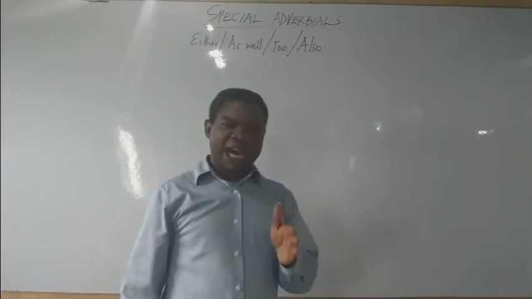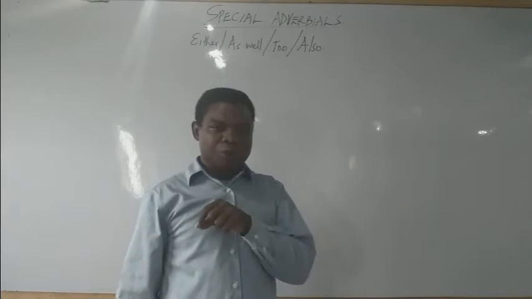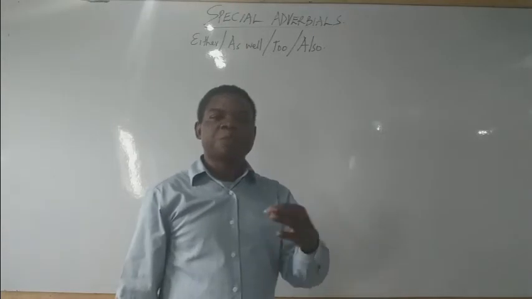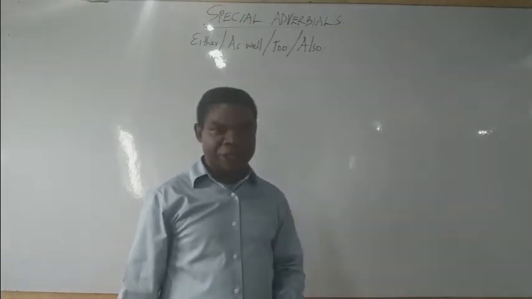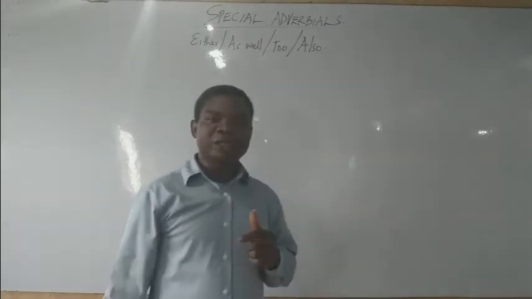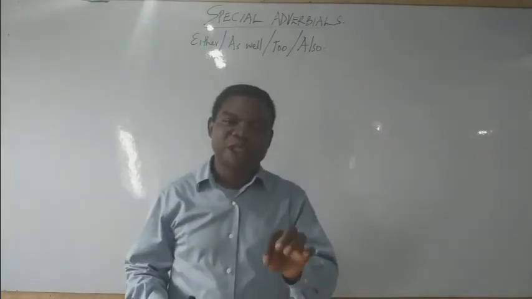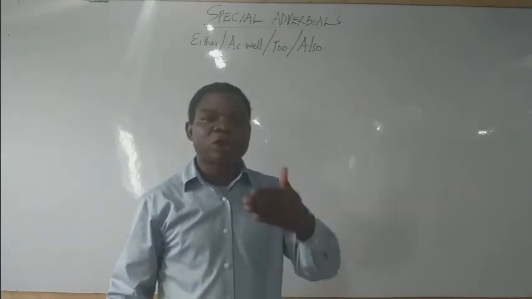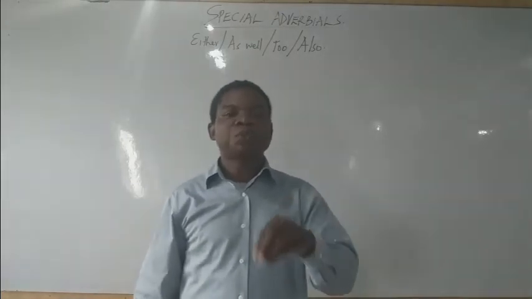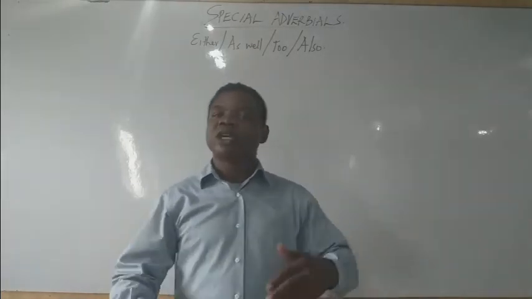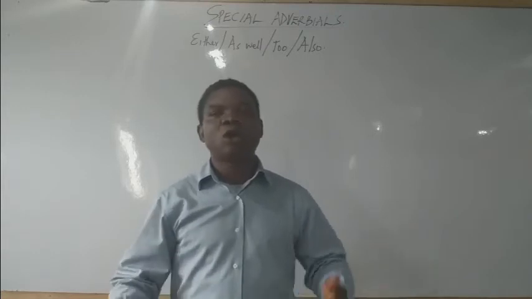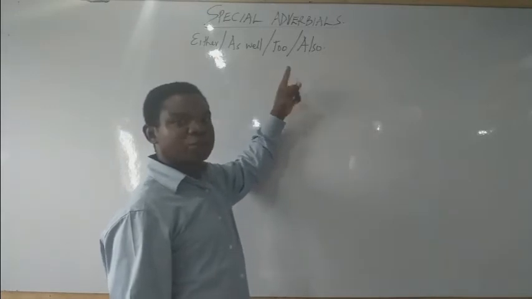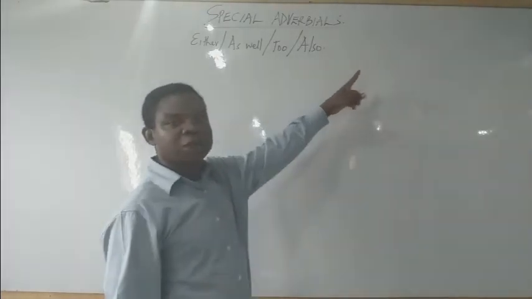Why? They have a particular structure. They have a particular structure where they exist in a sentence before you can have a grammatical meaning. When you have these four words in a sentence, they have a particular place where they exist in the sentence before it can be a correct expression. Once you don't put them in that particular structure, your expression becomes erroneous or ungrammatical. So we have number one, the words either, as well, to, and also.